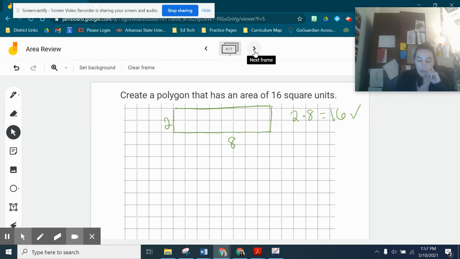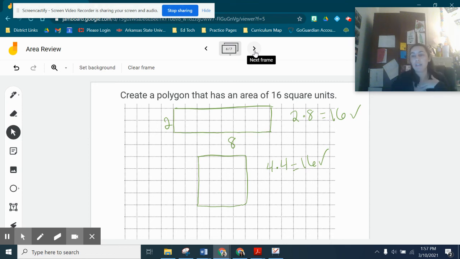Okay, and there's more than one. I could also have done a 4 by 4. You could have done a square. So 4 times 4 equals 16. Check. So that's one thing you're going to have to do on your test, which is to create a polygon.